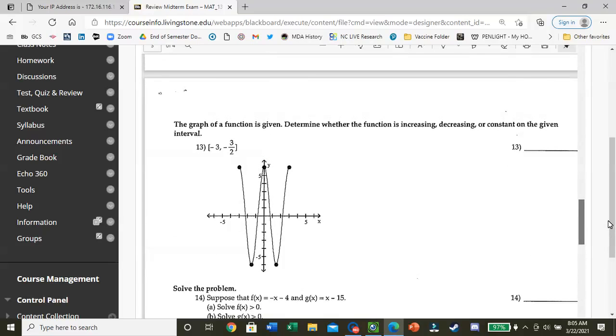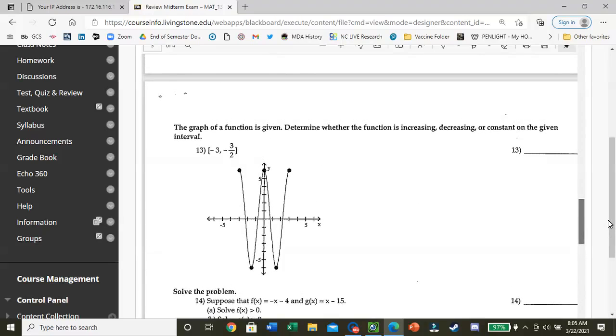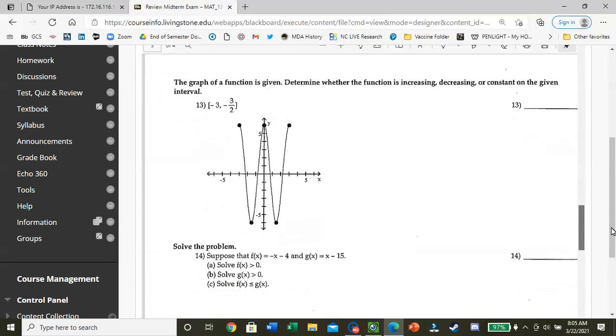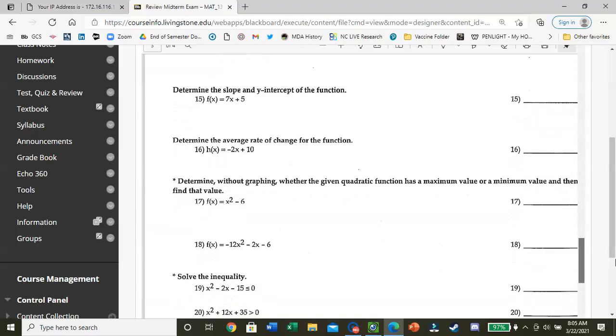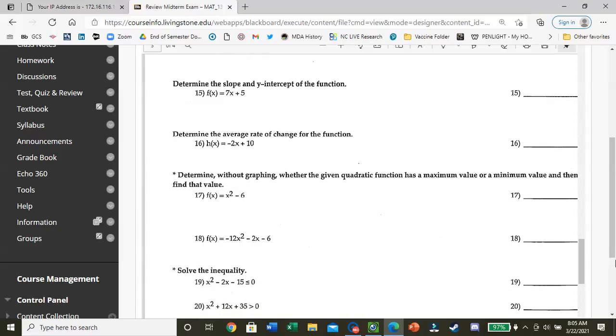So any questions with the midterm review up to this point? Okay, so we got to 15. We haven't done 15. Determine the slope and the y-intercept. Do we need to go over that one? No. We good? Okay.